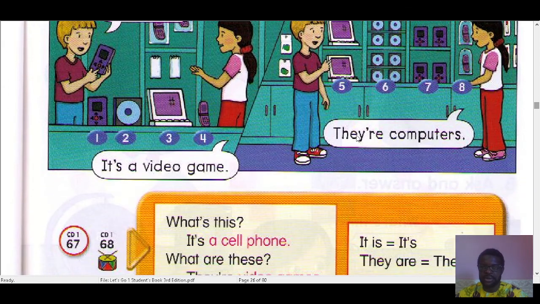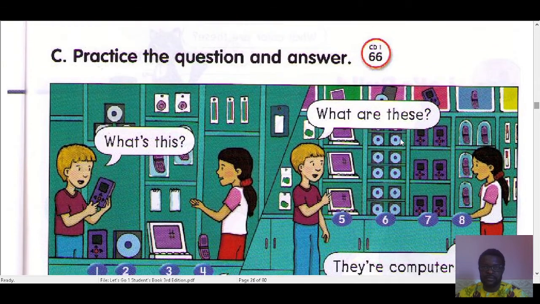They are computers. See, they is our subject, which is the noun, plus are, which is our verb, plus computers, which is also a noun. So we have noun plus verb plus noun.